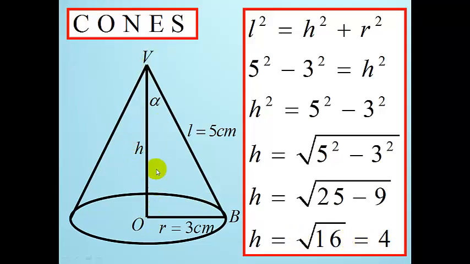The height of the cone is equal to 4. So h is equal to 4.